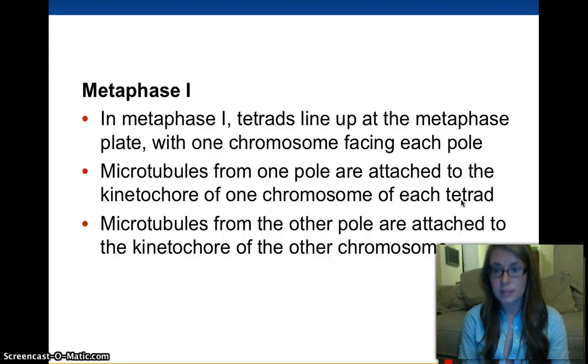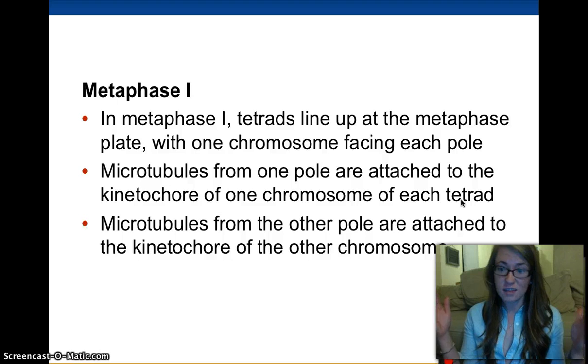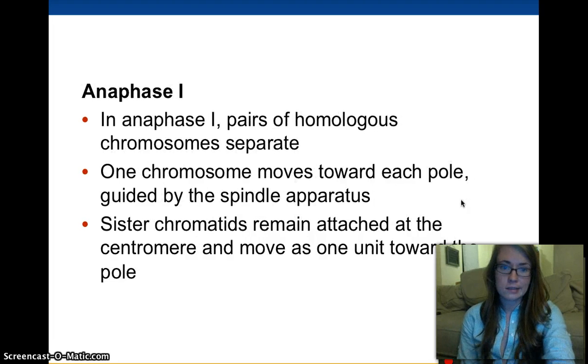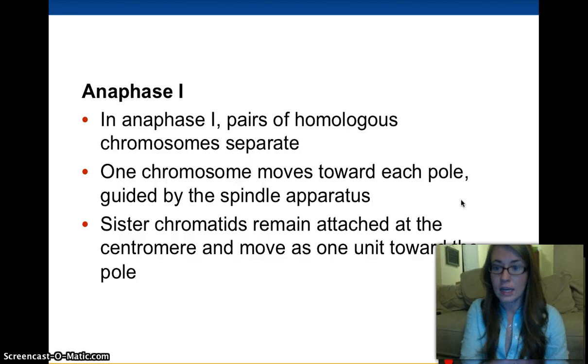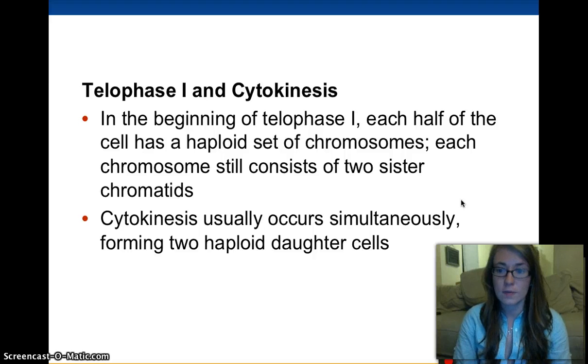Then metaphase 1, like I said, all the homologous pairs line up along the metaphase plate. The spindle fibers from each end of the cell attach to either side, just like they did in metaphase during mitosis. And during anaphase, the homologous pairs separate. 1 chromosome moves into each pole, or to each side of the cell, and the sister chromatids are still attached, so that's really important. They're still shaped like this. They haven't divided yet. Then telophase 1 in cytokinesis.